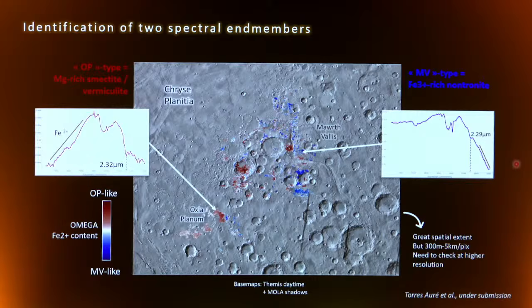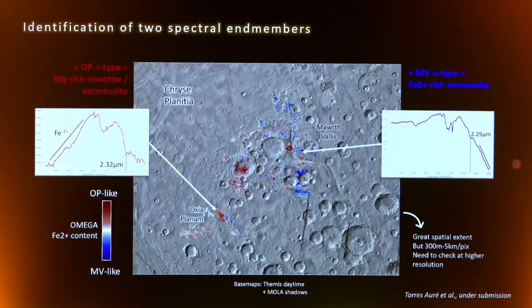Another example in Oxia Planum. So here, the mapping of a combination of parameters with CRISM also leads to two spectral end members in red and blue. And when we zoom with HiRISE, we also have this, at the very limit between two units, this paleocratered surface. So there was a depositional hiatus between the deposition of OP-type clays, then the paleosurface that got heavily cratered, and after that we had the deposition of MV-type clays and above.